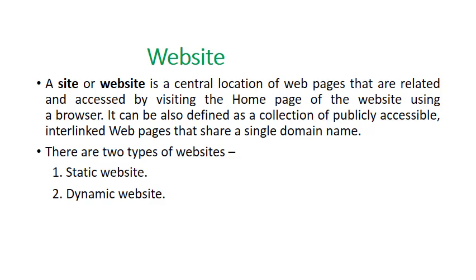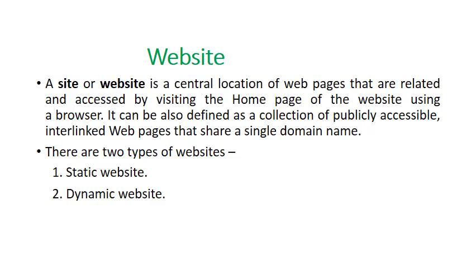Various types of websites are available on the internet, such as educational websites, commercial websites, jobs and career websites, entertainment websites, etc. The first web page that is displayed when you access website is known as the home page.